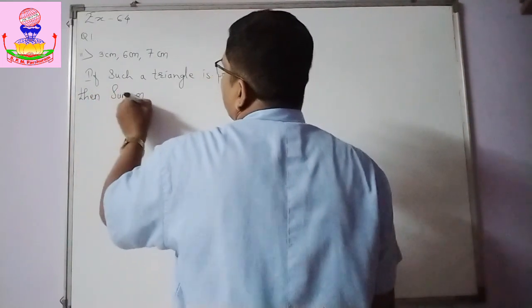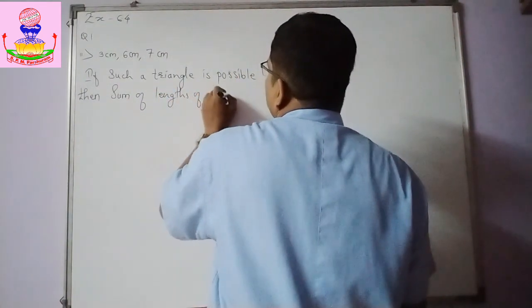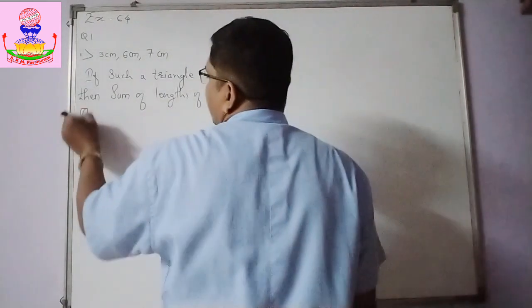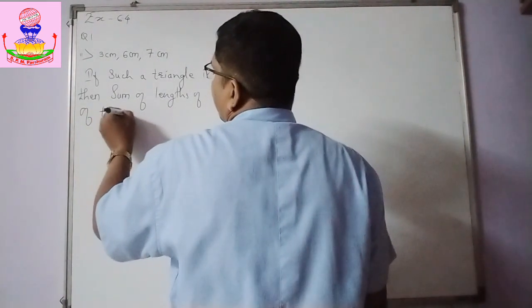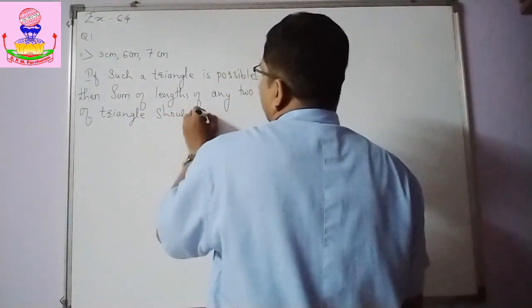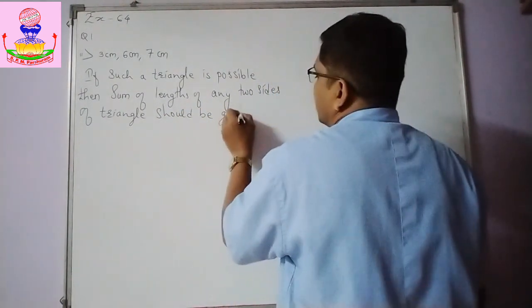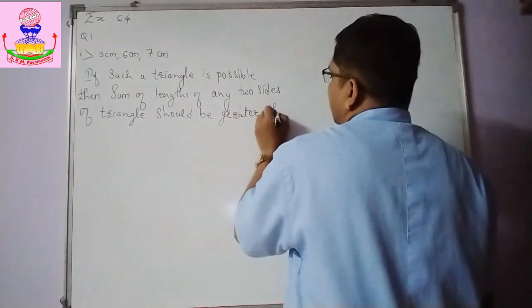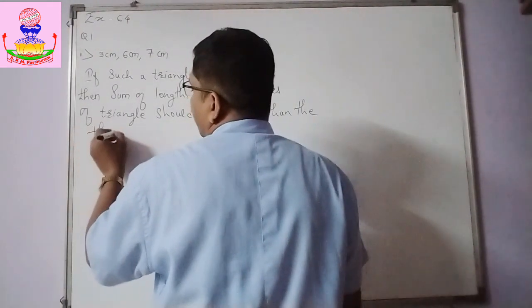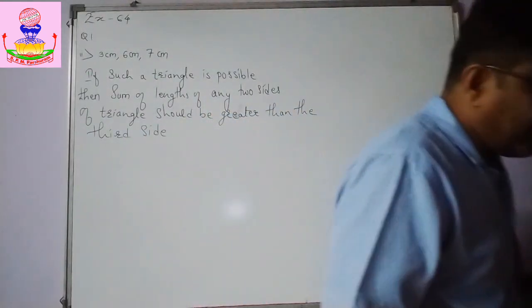then the sum of the lengths of any two sides of a triangle should be greater than the third side. Okay, now what are the lengths given?